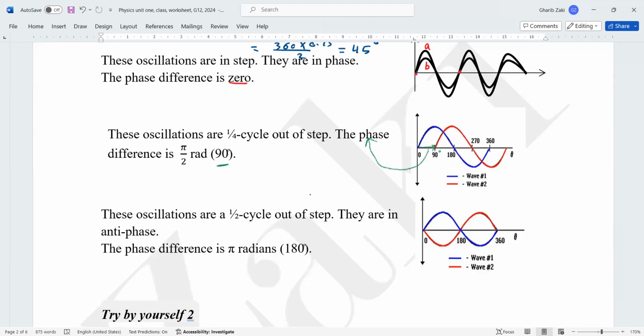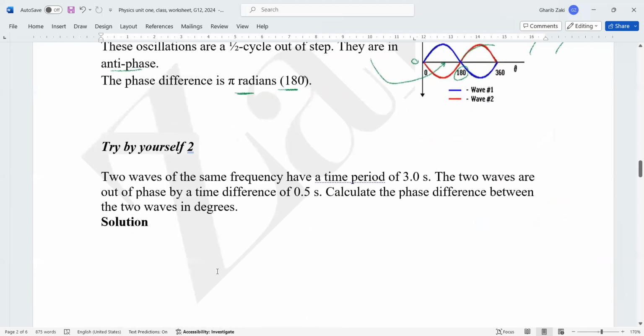The third one, the blue one starts at 0. The red one starts at 180, it means the sine graph, like this. So the phase difference here is 180 degrees. When the phase difference is 180 degrees, we say they are in anti-phase. So we have two important words, in phase or anti-phase. In anti-phase, it's 180 degrees or pi. In phase, it is 0 degrees or 360.